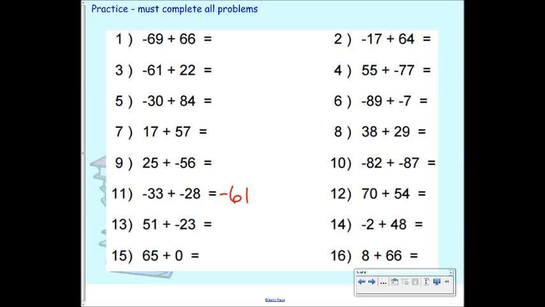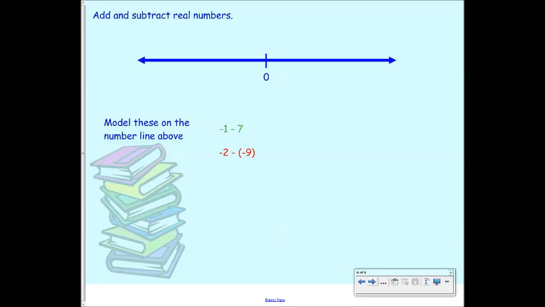All right. What's different here? If I'm modeling this on a number line, I still am going to start where for the green one? Negative 1. And then I'm going to move which way?